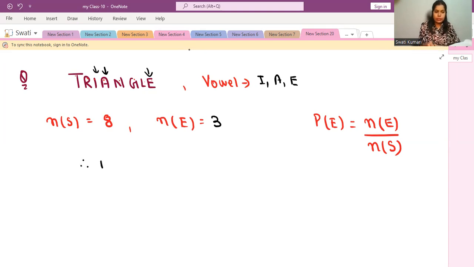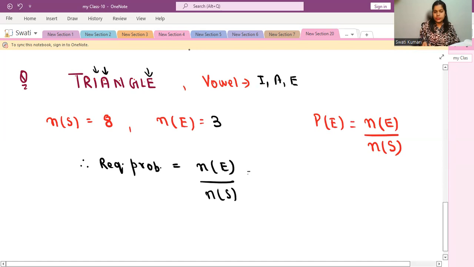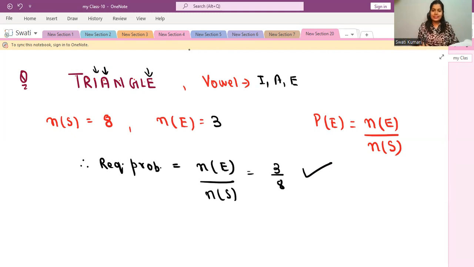And therefore, the required probability, using the formula, is number of favorable outcomes upon total number of possible outcomes, which is going to be 3 upon 8, a one-line solution, right? So yes, this is our answer to the probability question. All right, now we can move to the next question. Let me see which question I'm going to choose for you.